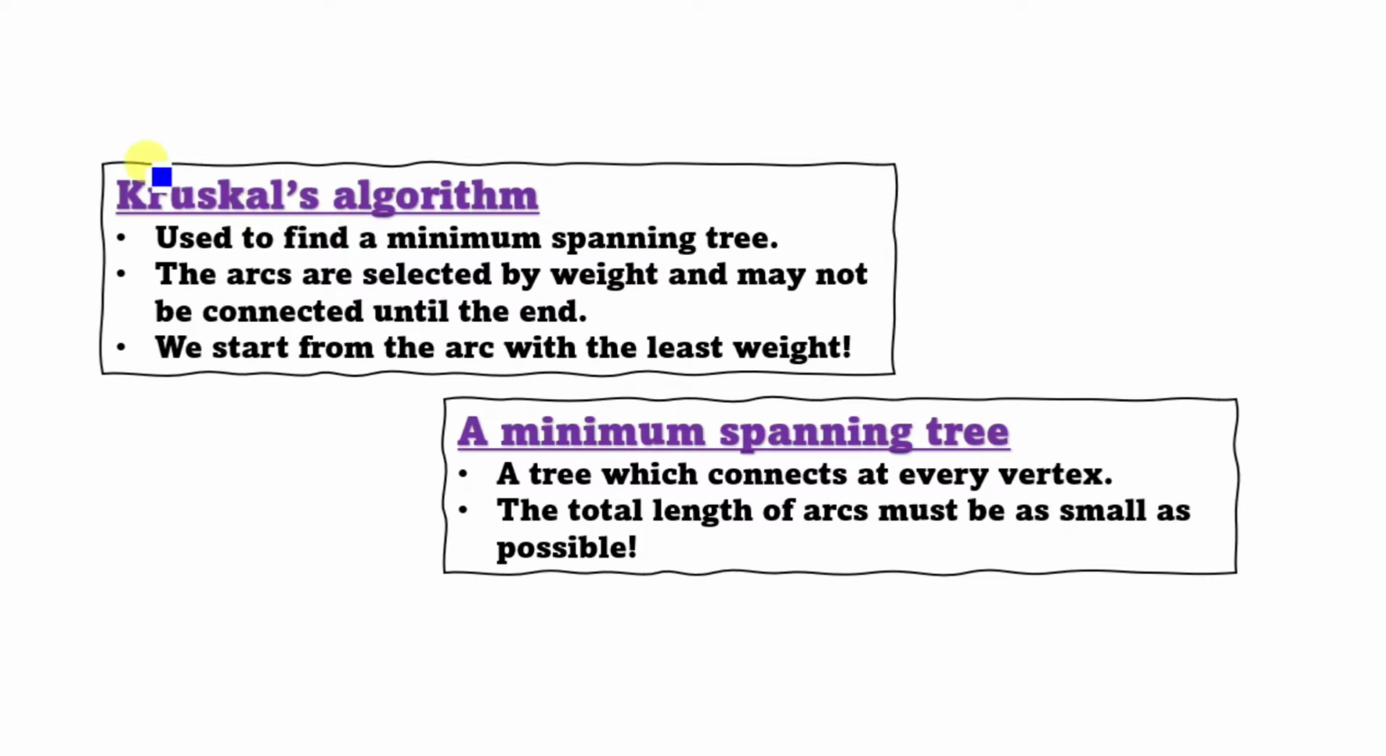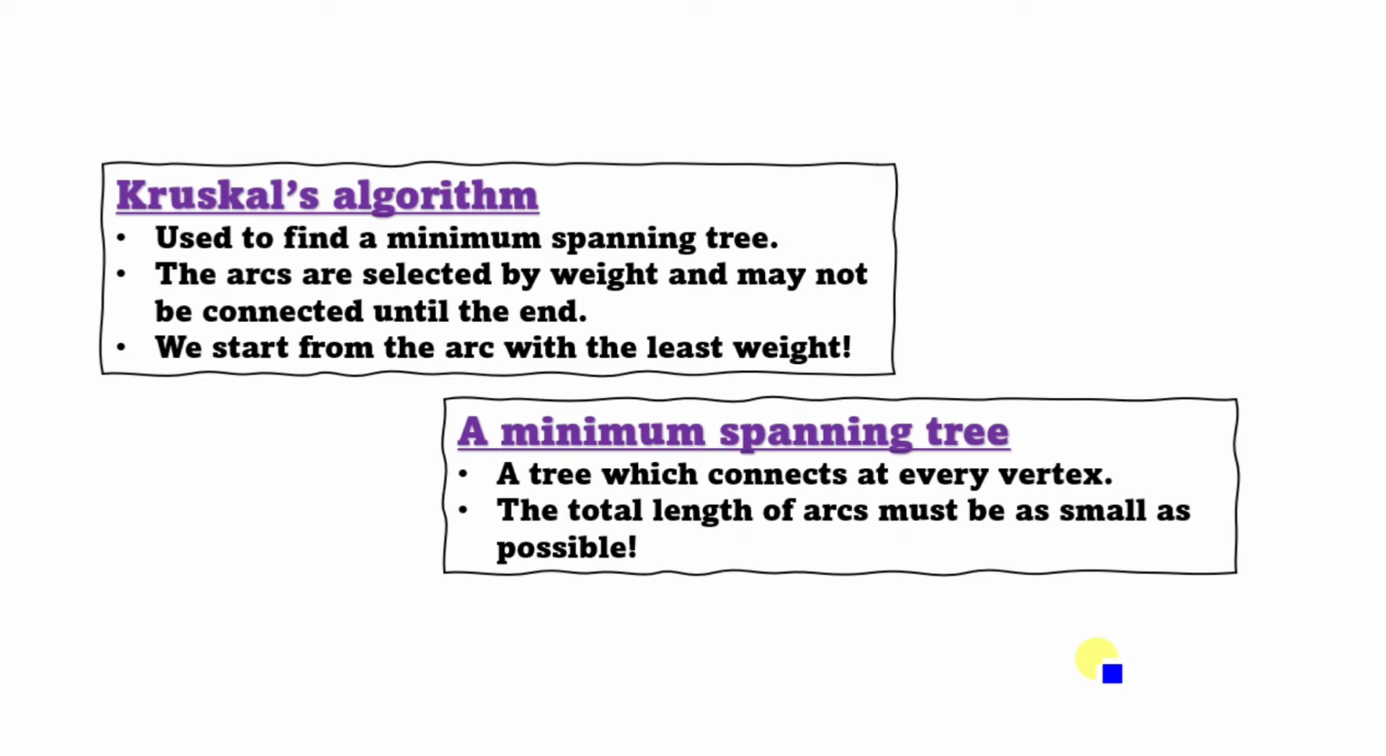Now, what is it? Well, Kruskal's algorithm is used to find a minimum spanning tree. A minimum spanning tree is basically a tree that connects every vertex. So it doesn't have to become a cycle. It's just a natural tree that hits every single point on your graph. Because we're using the word minimum, this means that the total length of the arcs has to be as small as possible. So we want the shortest route.